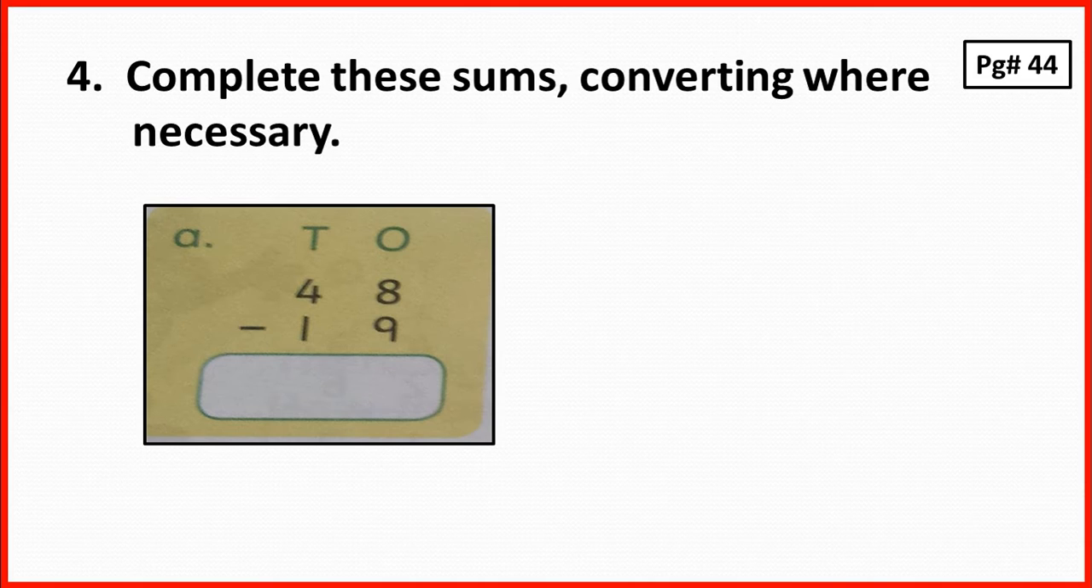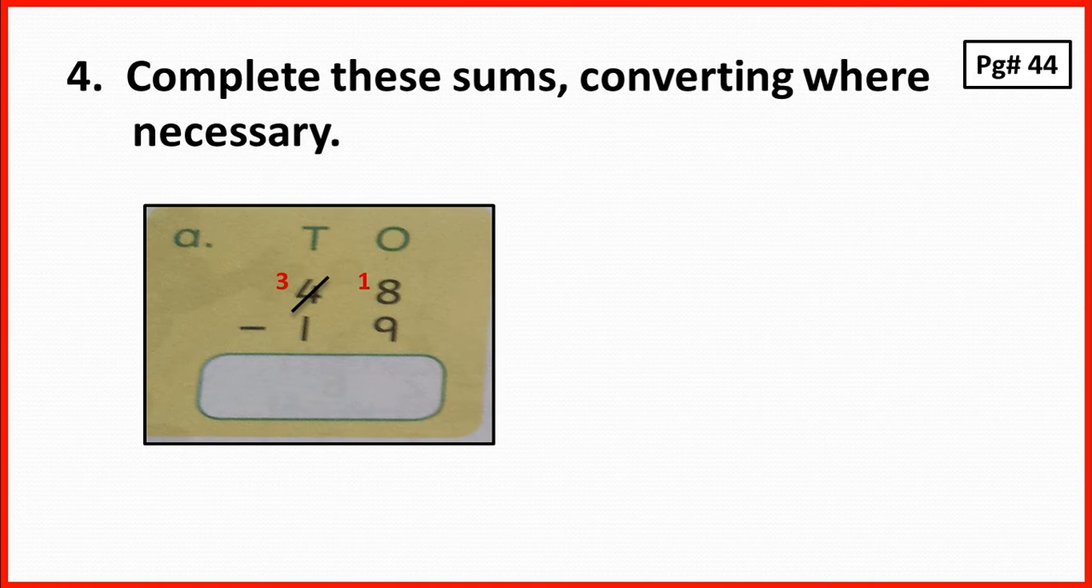Can we take away 9 ones from 8 ones? No, we cannot take away 9 from 8. We need more ones. Take 1 ten from the tens column and change it into 10 ones. Now we have 18 ones and 3 tens left. Now we can complete the sum.